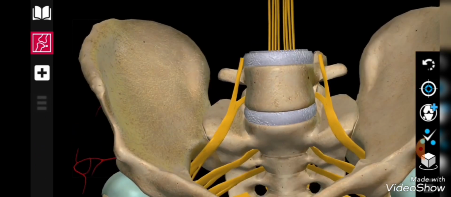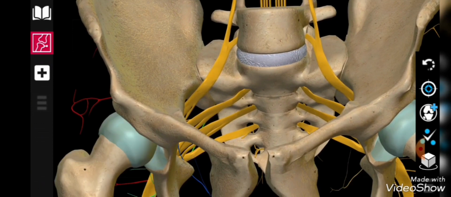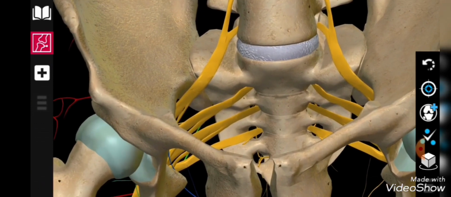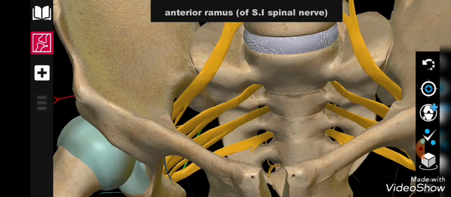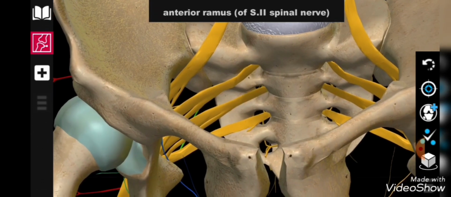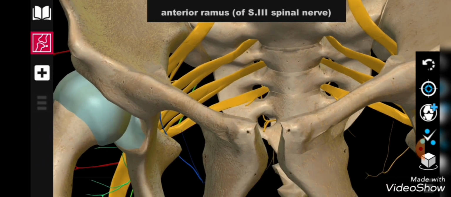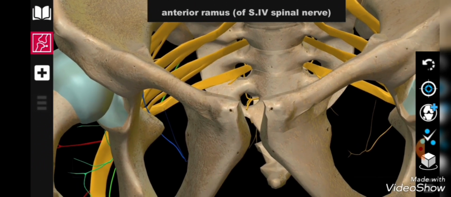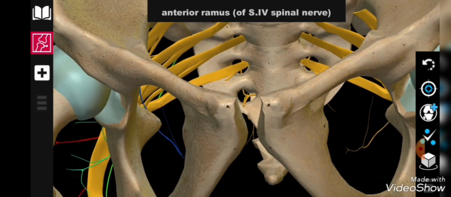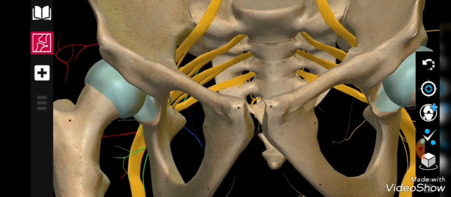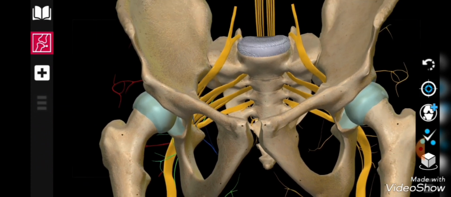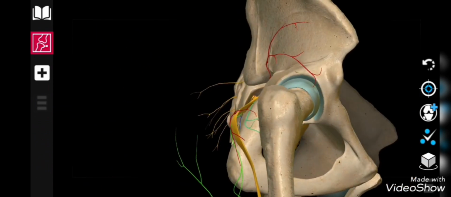Now, I can show you the anterior sacral foramen, and you can see the exit of S1, the sacral spinal nerve, its ventral ramus. Now comes the ventral ramus of sacral spinal nerve 2. Now this is spinal nerve 3 and this is spinal nerve 4. Their anterior or ventral rami on both sides take part in the formation of the sacral plexus. Okay, now I have to turn it posteriorly, right?